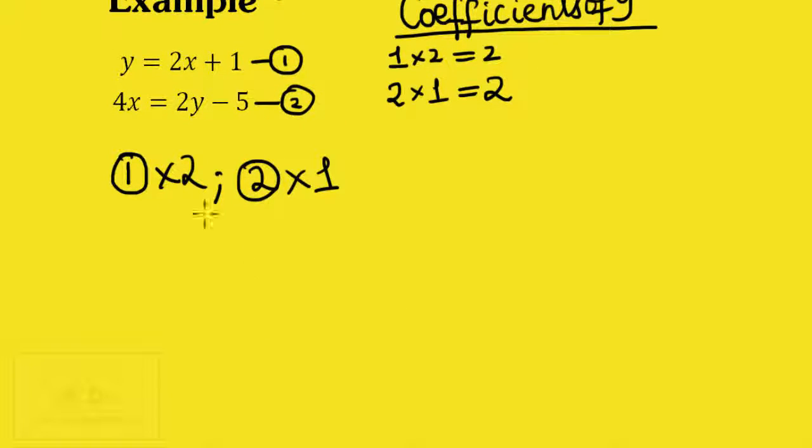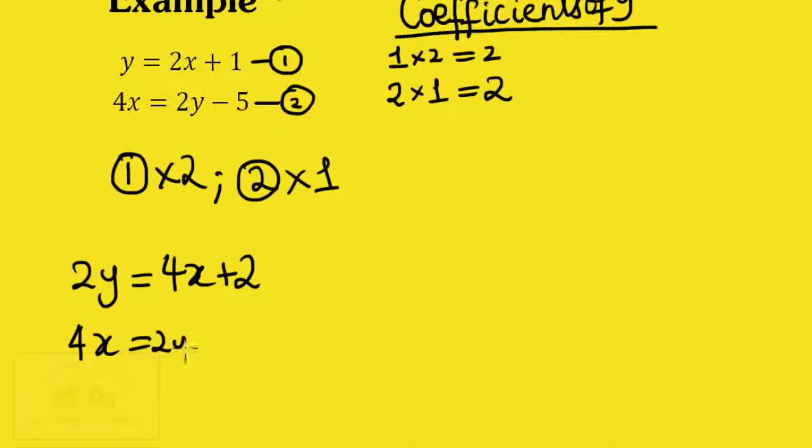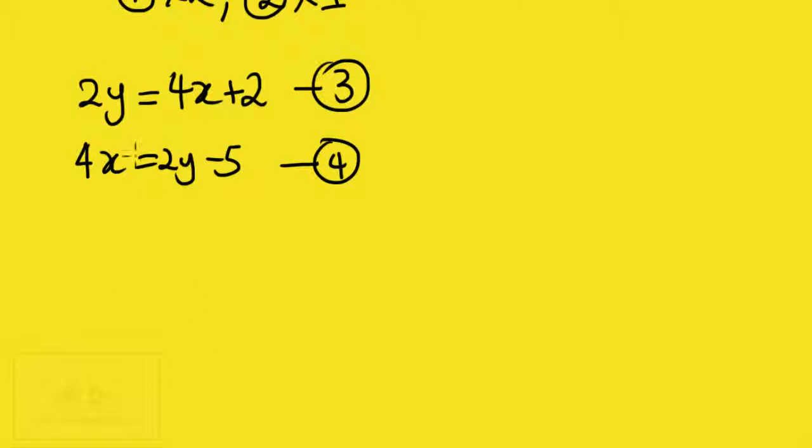So doing that, we get equation 1 through by 2. We multiply each term by 2, and this gives you 2y equals 4x plus 2. Doing the same thing for equation 2, multiplying equation 2 by 1, gives 4x equals 2y minus 5. So I'm going to call this equation 3. I'm just going to call this equation 4. Now, the coefficients of y in both equations are the same.